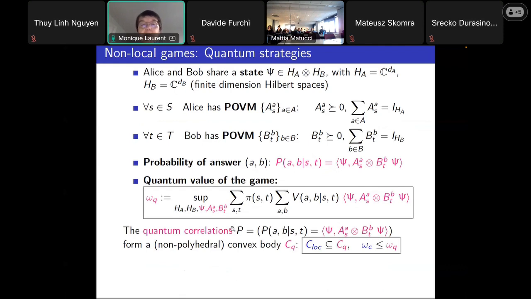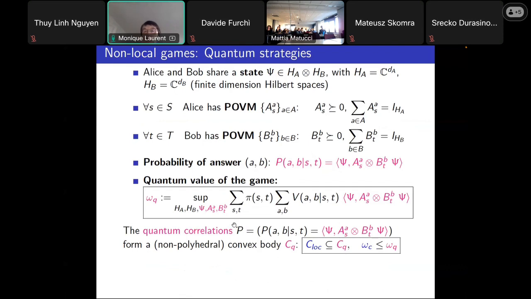Then they form a convex body, CQ, for C for the Q for quantum. So that's the set of quantum correlations. And this is a convex body. It is bounded and it is convex. So convexity, I advise you to do this as an exercise: if you take two such correlations, if you take a quantum convex combination of them, you get again a quantum correlation. And this is where you have the freedom of using different Hilbert spaces. But it's a nice exercise to do.